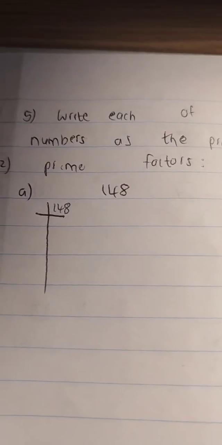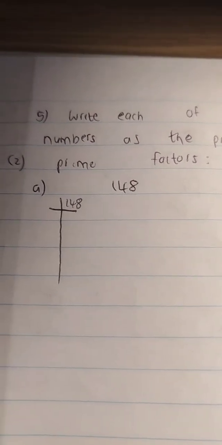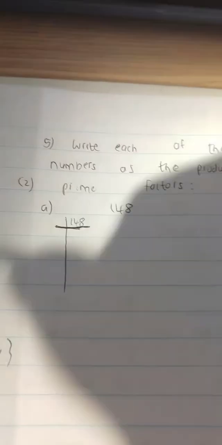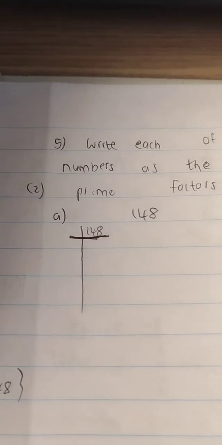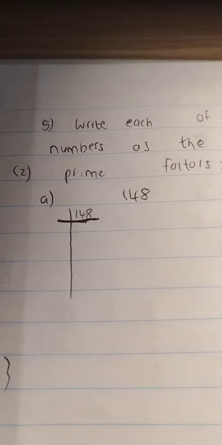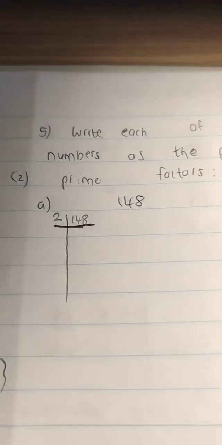Okay, write each of the following numbers as the product of its prime factors. So let's think of prime numbers that go into 148 so that we can formulate the product of prime factors. What is the smallest prime number that goes into 148? It is 2. How many times does 2 go into 148? It goes into 148 74 times.